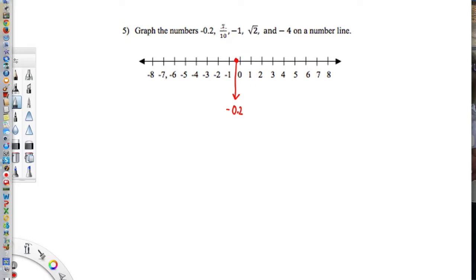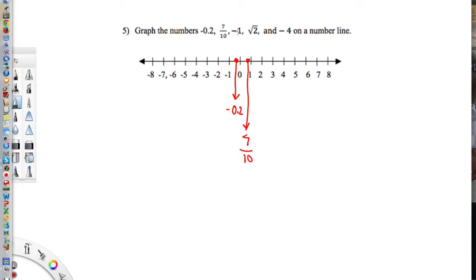Okay, and then my next number is 7/10. Now 7/10, it's positive, so I'm to the right, and it's between 0 and 1. It's greater than 0 but less than 1, but it's pretty close to 1, so it would be right about there on the number line. Okay, 7/10.